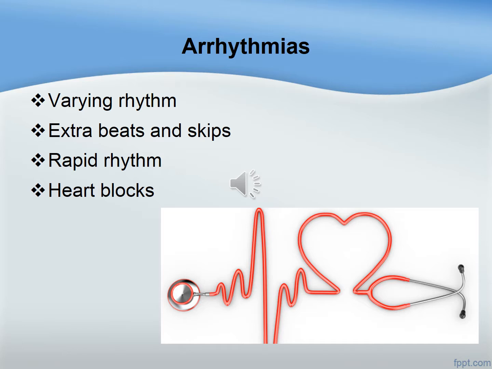So arrhythmias may be broken down into general categories. You have your varying rhythms, where maybe the rhythm is irregular, it's too fast, it's too slow. You have extra beats, you have skips in the rhythm, you have rapid rhythms, and you have heart blocks. This is helpful in recognizing the pathophysiology of the arrhythmia.